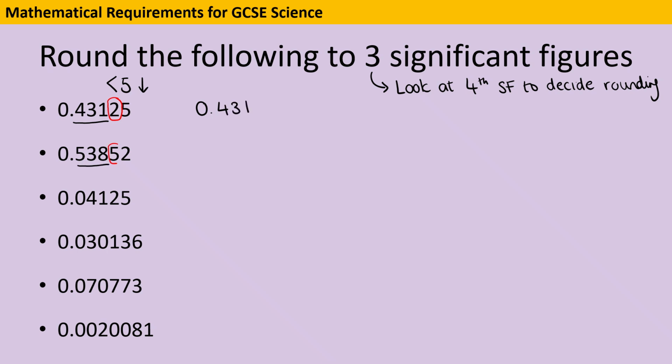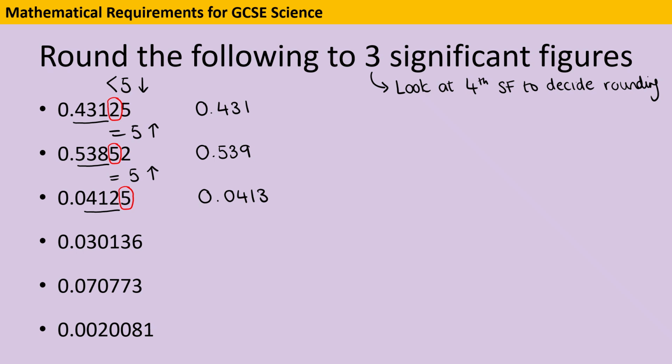Then for the next one, we have a value that is a 5, so that means we need to round up. So the 8 is going to become a 9, and then we miss off the 5 and the 2. Next, we've got a value of a 5, so again, we're going to be rounding up, and we're going to have 0.0413.